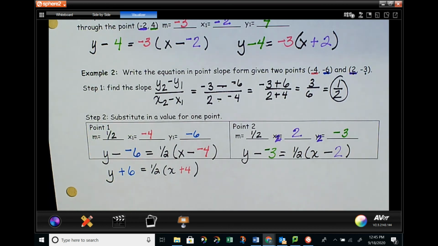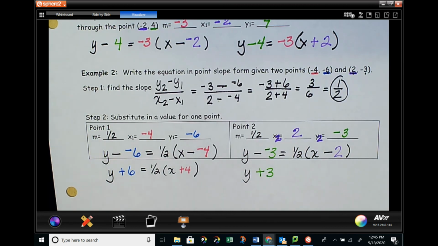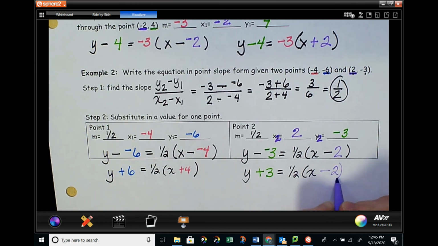So when we go through and put this stuff in, this will be y, the opposite of -3 is +3. And then this is equal to 1/2 x. And then you're still going to have the opposite of +2 is -2. And then that's going to be your point slope. So this is point slope when I don't give you the slope. And it doesn't matter, you don't have to put both of these. You just put one of them in.